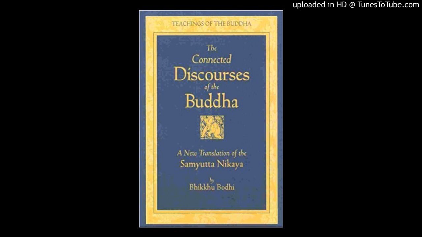With clinging as condition, existence, bhava. Here it is translated as existence, but I think I prefer the word being. But never mind, for the moment we continue. With existence as condition, birth, jati. With birth as condition, aging and death, sorrow, lamentation, pain, displeasure and despair come to be. This in Pali is jara, maranang, soka, parideva, dukkha, domanassupayasa. Such is the origin of this whole mass of suffering. This, monks, is called dependent origination.